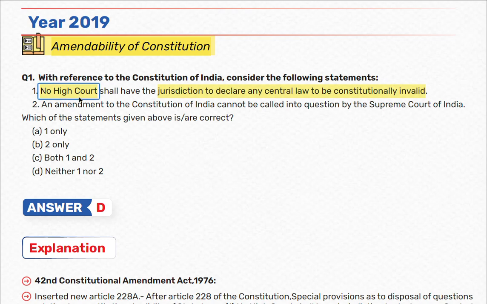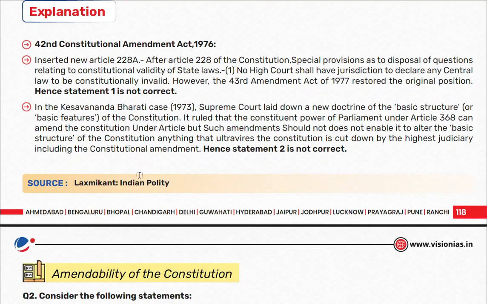An amendment to the Constitution of India cannot be called into question by the Supreme Court of India. We know this is incorrect. It is not immune from judicial review. Both are incorrect, so D is the correct answer. Now let us see the explanation.